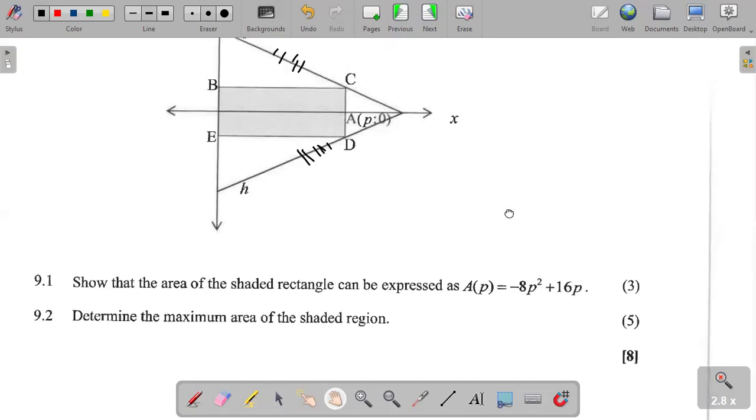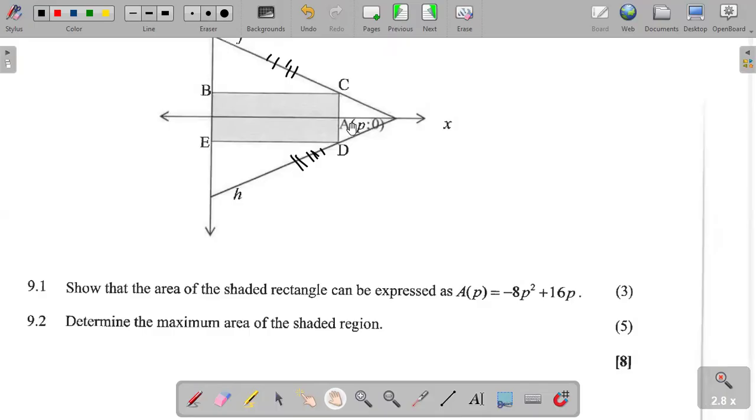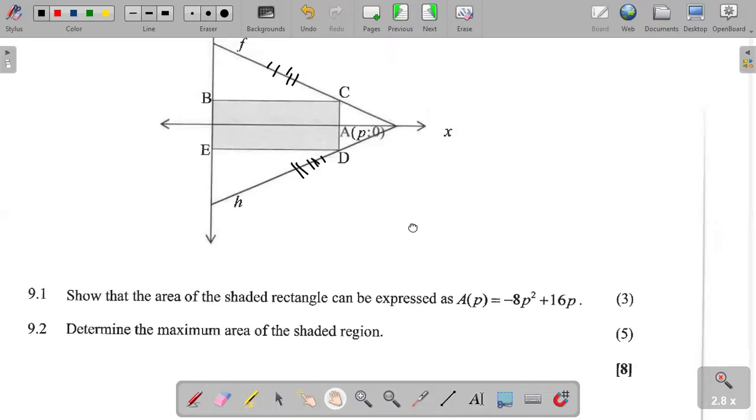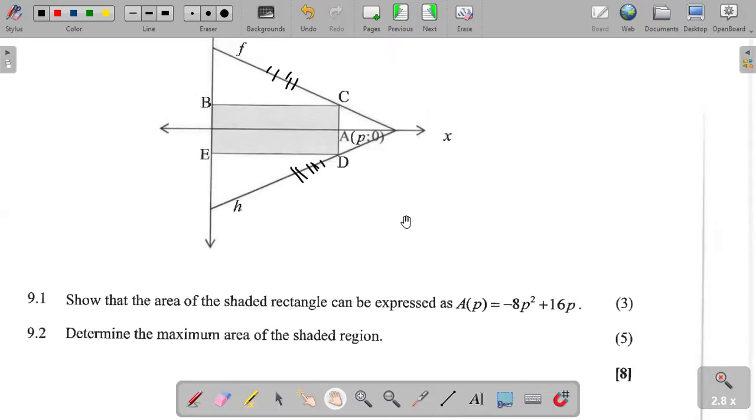So we can start by finding CD, because the area for this rectangle will be length multiplied by breadth. So we have to find the length and the breadth, and then we can multiply those two numbers.